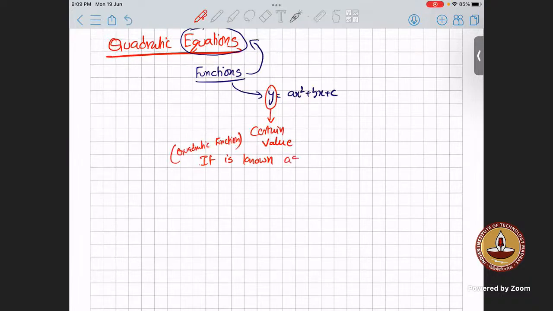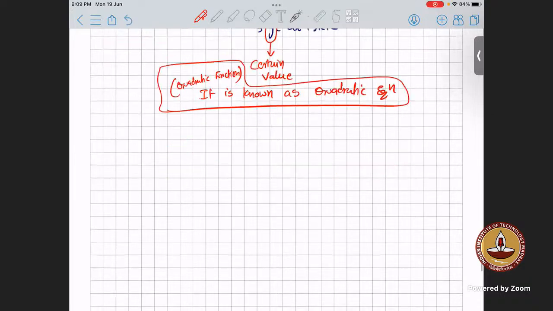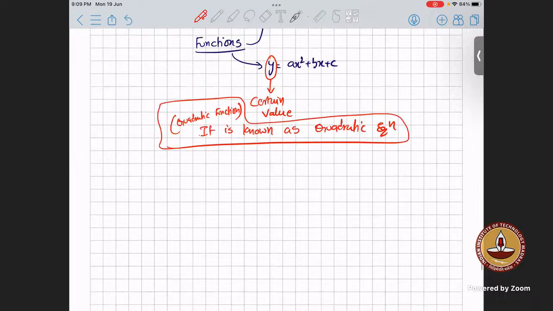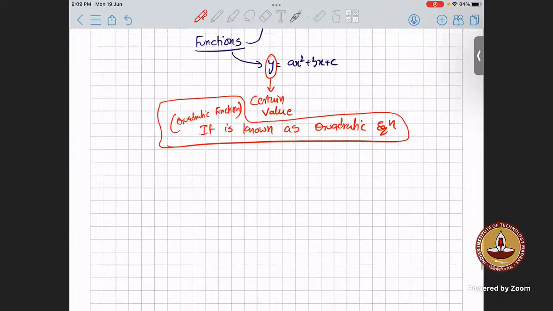This is known as a quadratic equation. Did you understand this? Look, if y is equal to a certain value, then the quadratic function becomes a quadratic equation. Let us take an example.